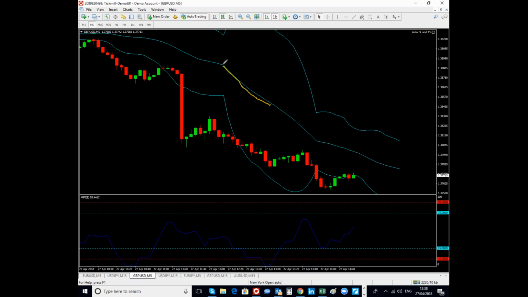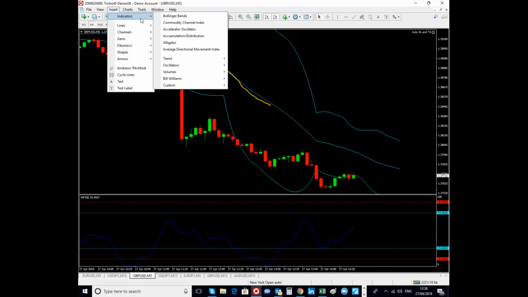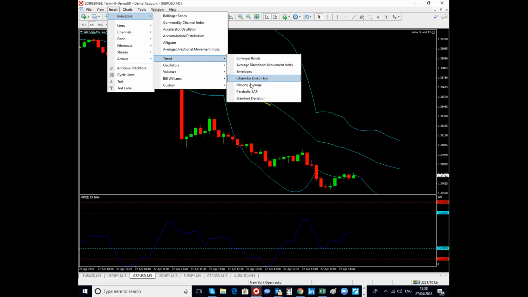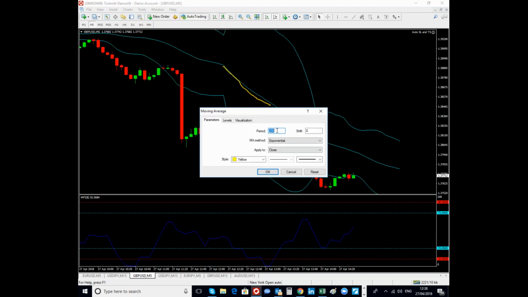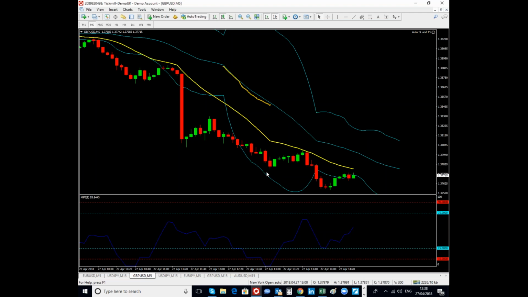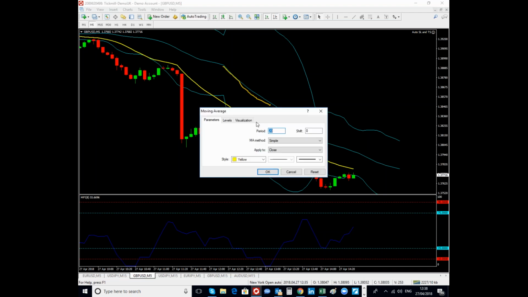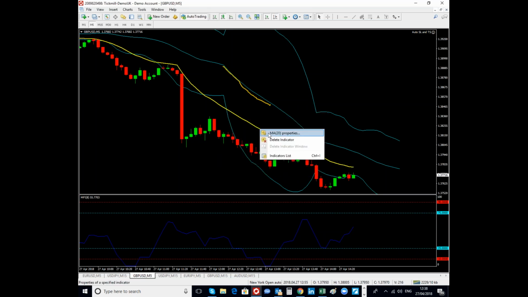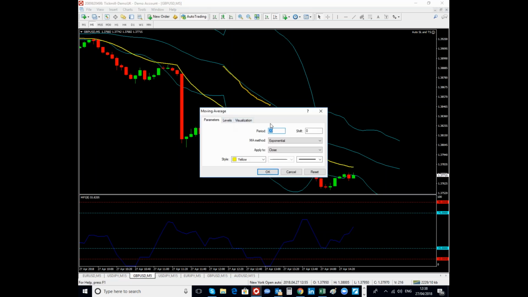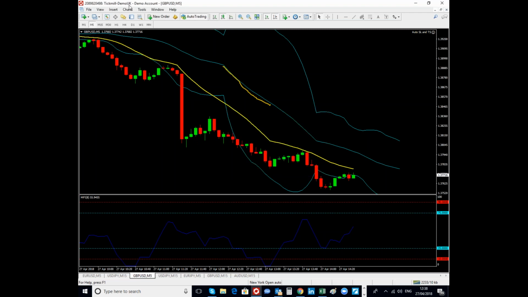So this here is a 20 simple moving average. If I went to indicators, trend, moving average, and I change that to a 20 simple yellow. What's going on? It's not exponential, I'm sure. No, this is the 20. See the 20 here? Yeah, I've just changed it to 20. This is a 20 simple moving average.